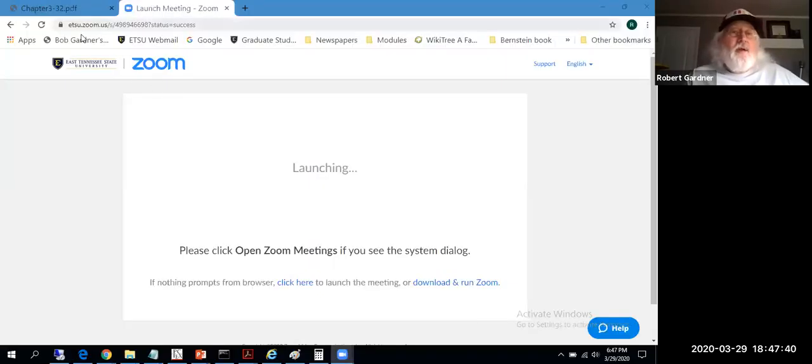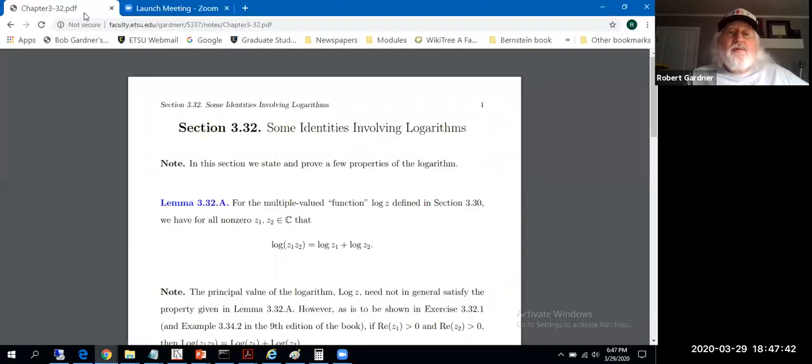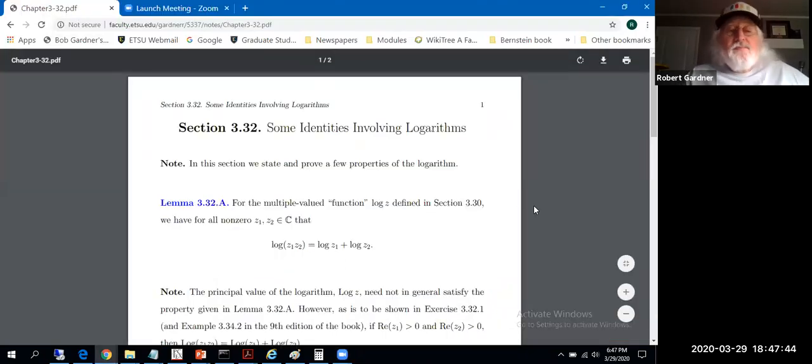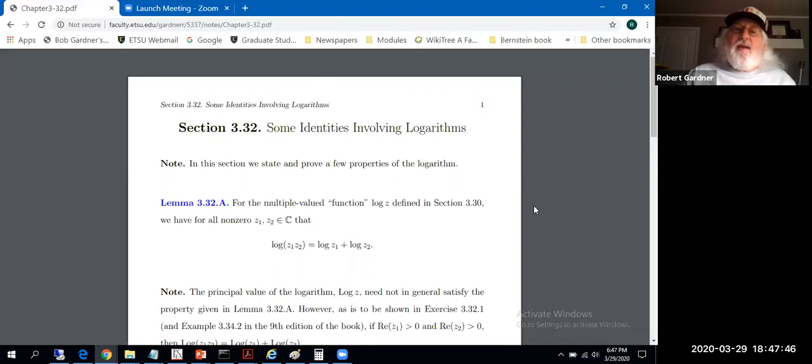Okay, let's look at properties of logarithm functions. And consistent with your experience in the real setting, the properties or identities involving logarithms are going to be based largely on properties of exponential functions, which we established a few sections back.